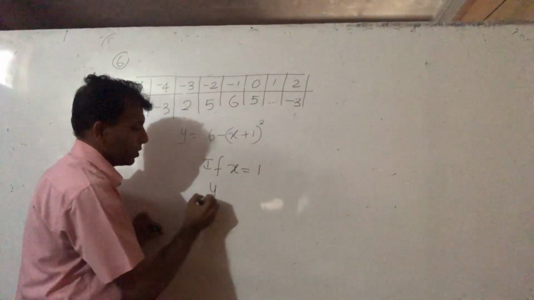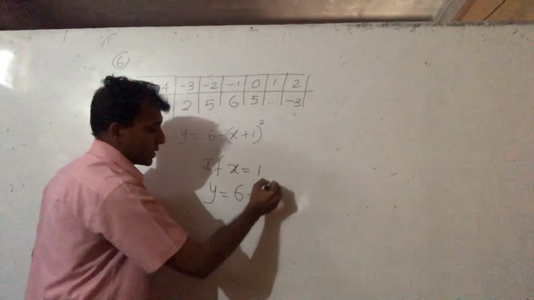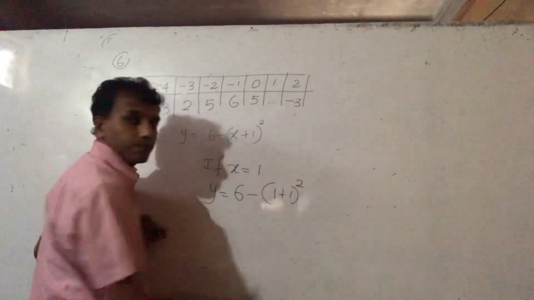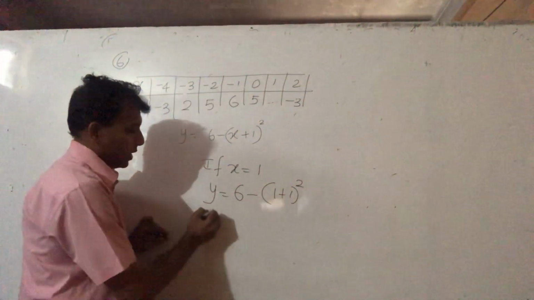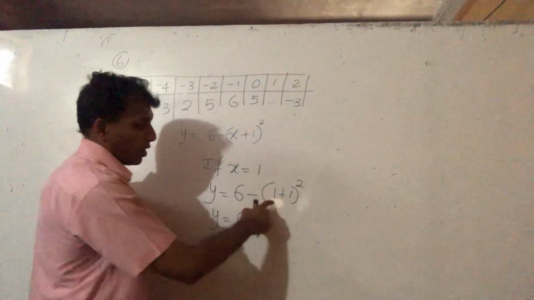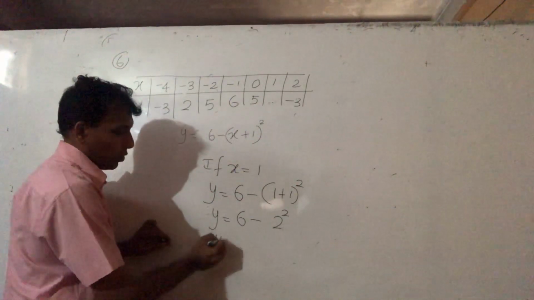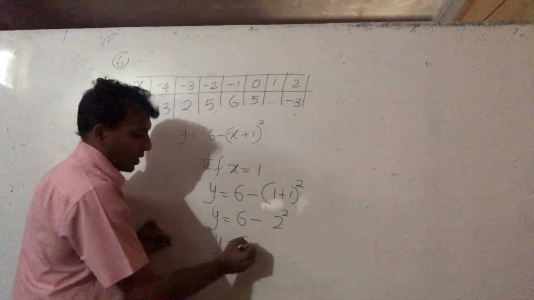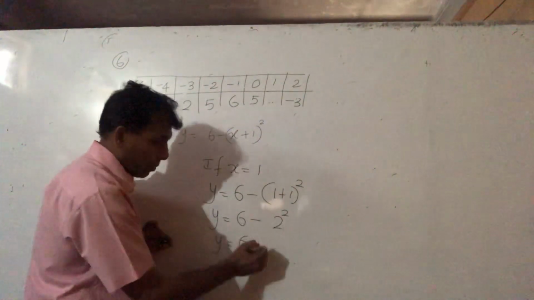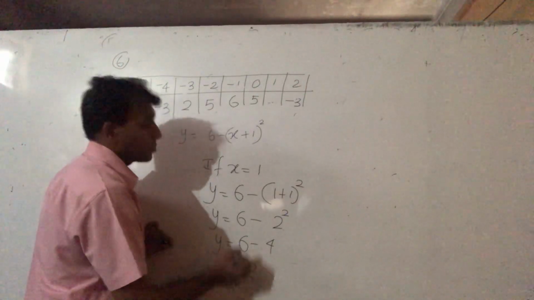y equals, if x is 1, 6 minus (1 plus 1) squared. So y equals 6 minus (1 plus 1, that is 2) squared. So y equals 6 minus, what is 2 squared? It is 4. This is not minus 2 squared; the minus is separate. 2 squared is 4, so 6 minus 4 is 2.